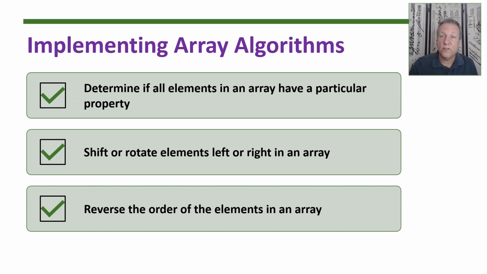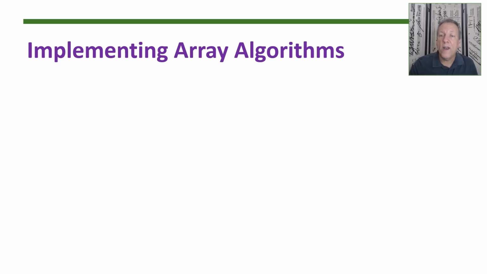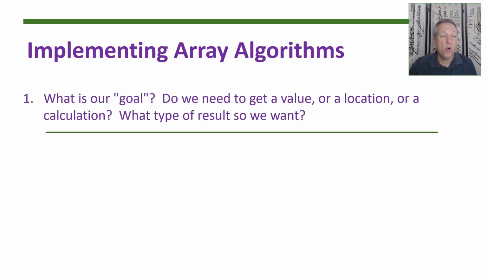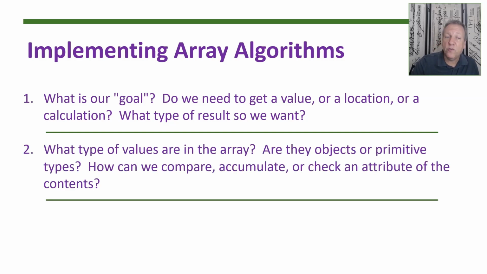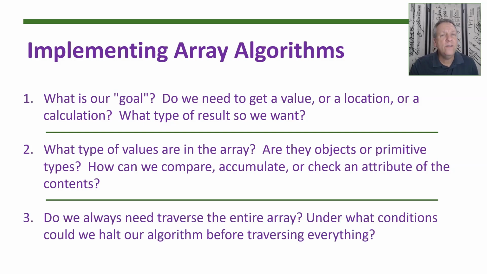All right, before we get started, let's talk about what our algorithms need to do, what our constraints might be, what the results are going to be, and some questions we might want to answer before we get started, such as what's our goal? Do we need to get a value or a location or a calculation? What type of result do we want? What type of values are in the array? Are they objects or primitive types? How can we compare, accumulate, or check an attribute of these contents? And finally, do we always need to traverse the entire array with our algorithm? Might there be some conditions where we can halt our algorithm before traversing the entire data structure?